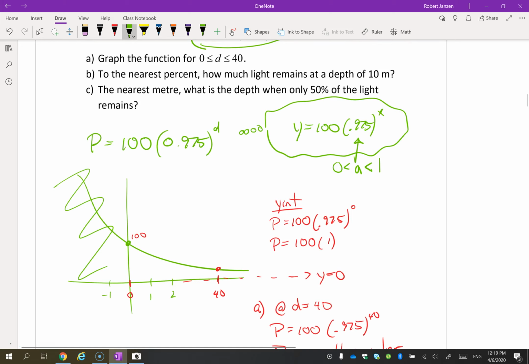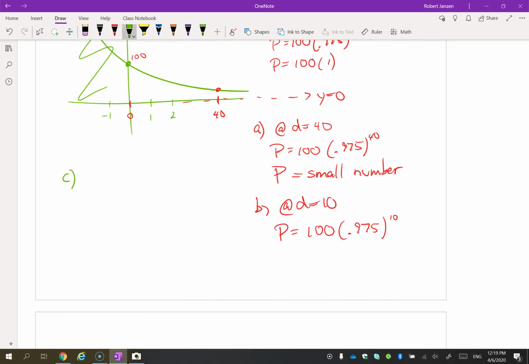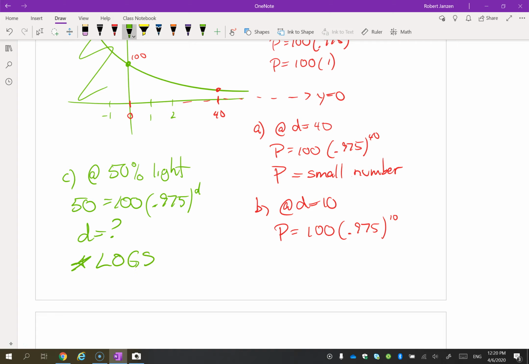Look at C. To the nearest meter, what is the depth when only 50% of the light remains? At 50% light, that's the p-value. So you're going to get 50 equals 100 times 0.975 to the power of d. What is d? How in the world are we going to figure out an exponent? Well, this is where you need logarithms. Okay, and that's where we're going to be headed in the next couple of lessons. Not right away, but in a few lessons.